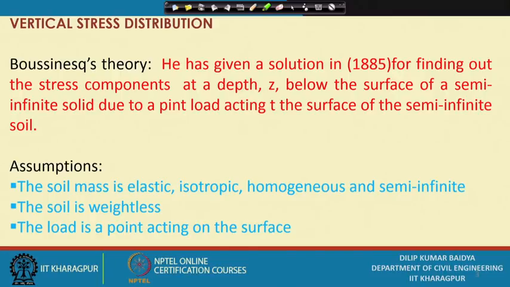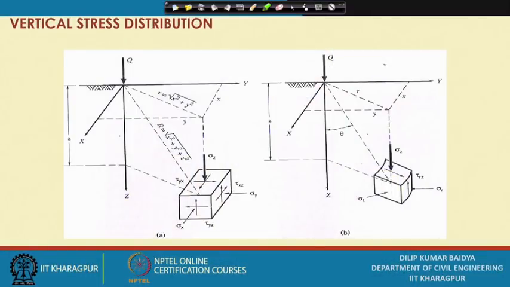So, because of that, the theory assumes that the soil is weightless, and the load is a point load acting on the surface. There is a typo error in the slide. This is a point load acting on the surface, and with this assumption, the entire derivation is out of the scope of this course, because as a user, we will be using the Boussinesq theory.